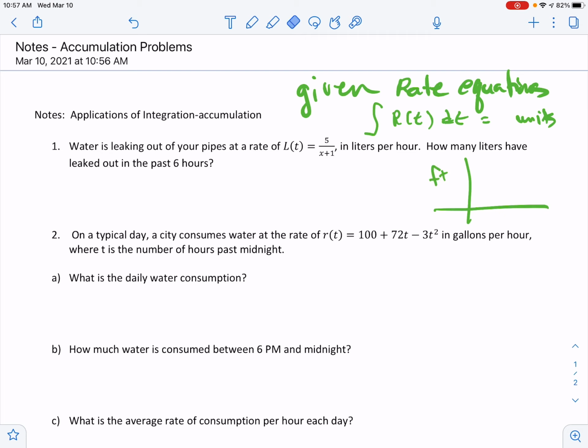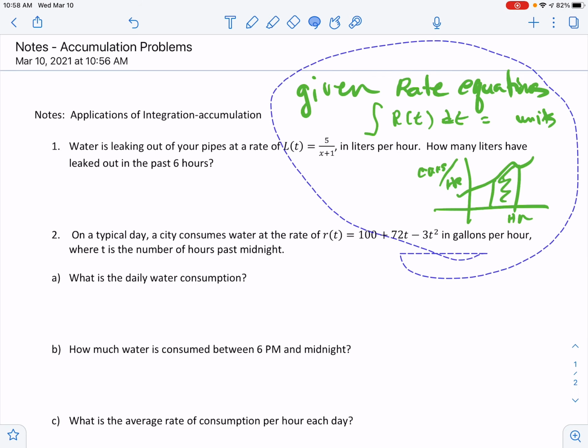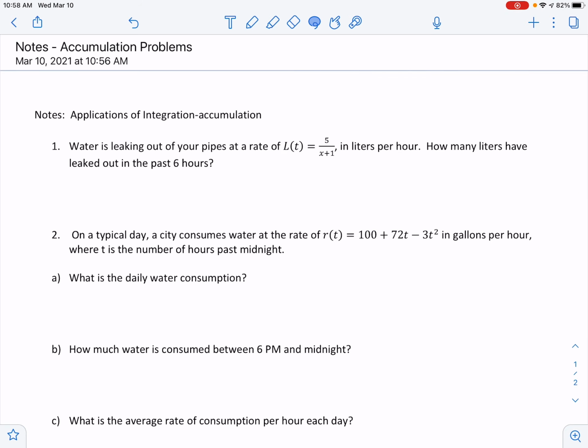We're going to do cars per hour. And this is hours. I draw the graph, and I find the area of my rectangle. Cars per hour times hours leaves you just cars. So it tells you how many cars there were. All right, so the questions today are asking how much, averages, okay?